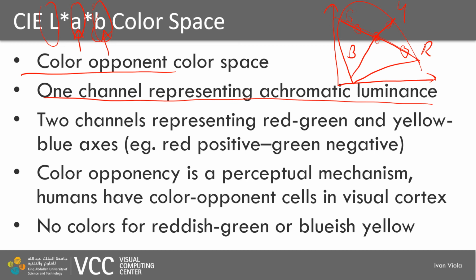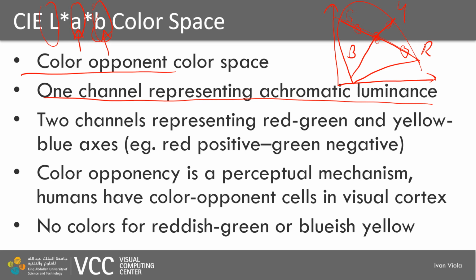While if I tell you to imagine a color which is somehow between green and blue, you can imagine a color which is something like cyan. If I tell you to imagine a color which is between yellow and red, you will be able to imagine something like orange.